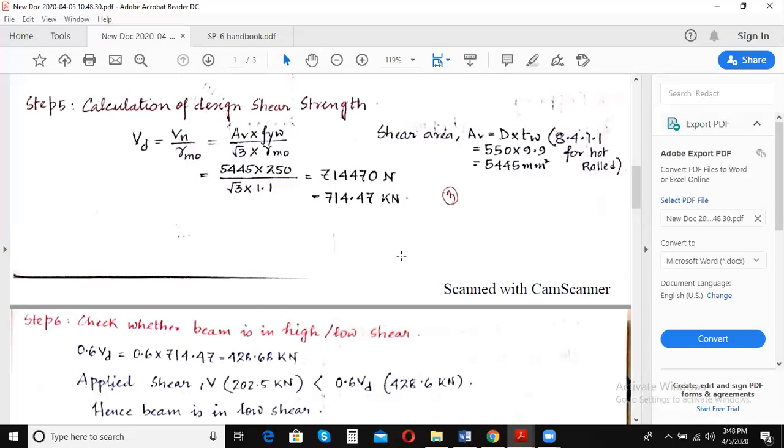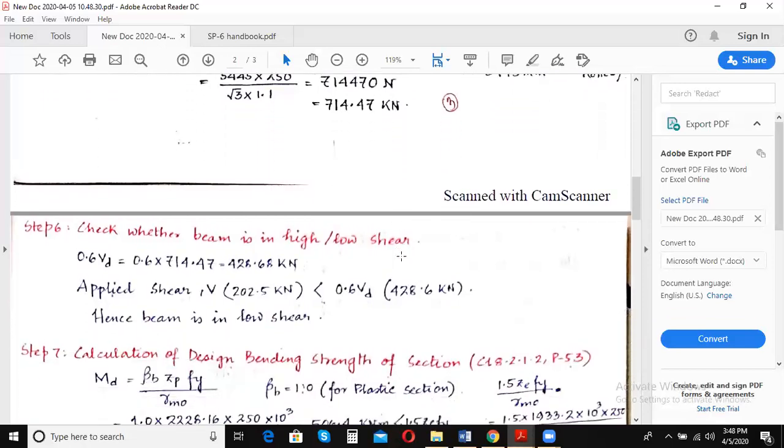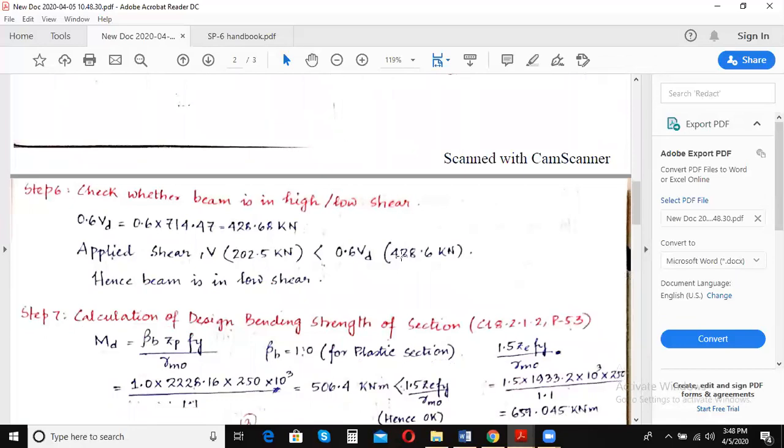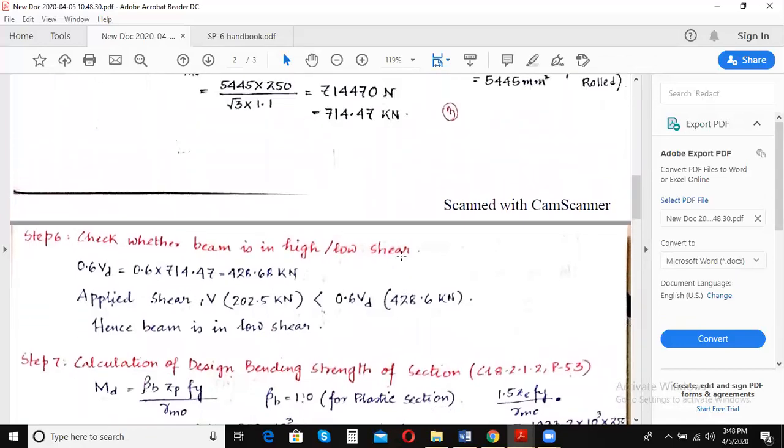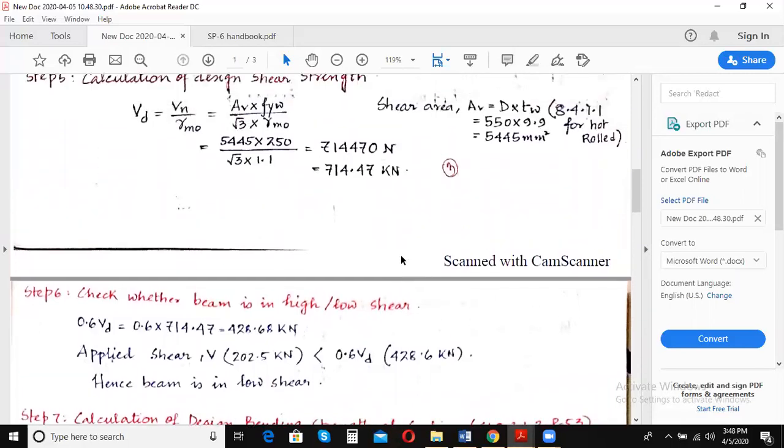Now you have to check whether the beam is in high shear or low shear. In order to find that, you have to compare the applied shear force with 0.6 times the design shear strength. You have to compare the applied shear force. How much was it? It is above. Let's find out the applied shear force.